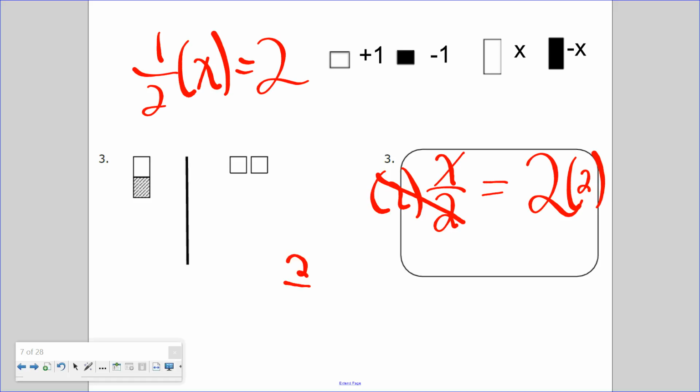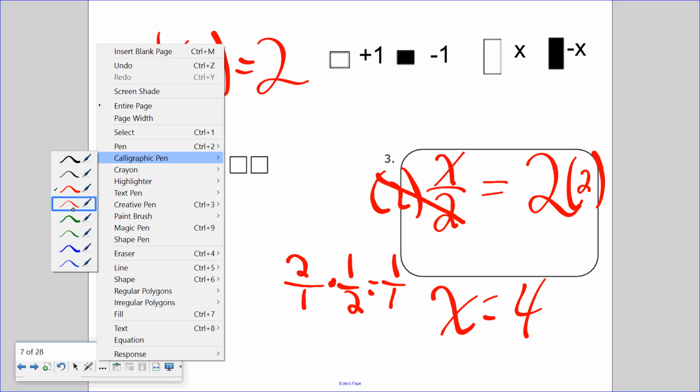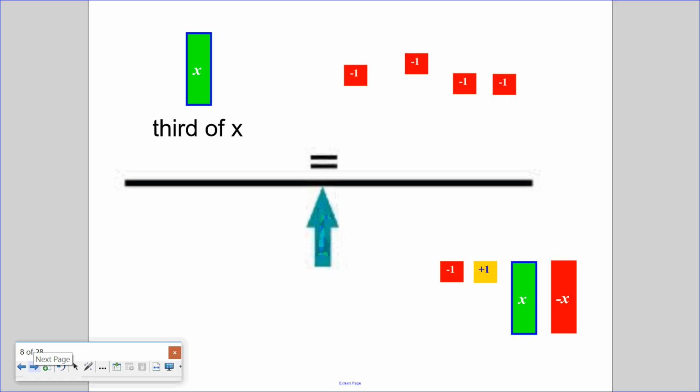Remember, when you multiply a whole number by a fraction, taking the reciprocal, that's one whole. It cancels out. X equals 4. To check your work, I substitute this x with a 4. 4 divided by 2 is 2. Check mark.